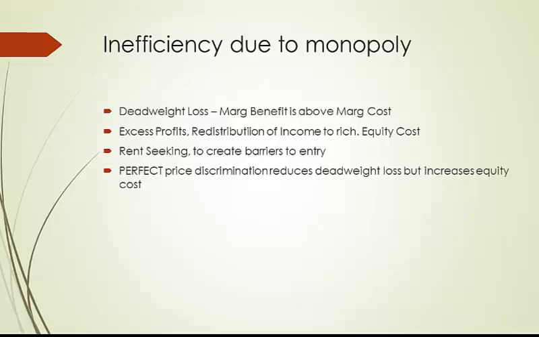Sometimes this is seen in doctors' offices in the USA, where you have sliding scale fees, where poor patients are charged less and rich people are charged more according to their ability to pay. On the one hand, this is defended as equitable. On the other hand, this also has some unpleasant properties. Perfect price discrimination reduces the deadweight loss, but it increases the equity cost, the idea that everyone should have a fair amount of income.